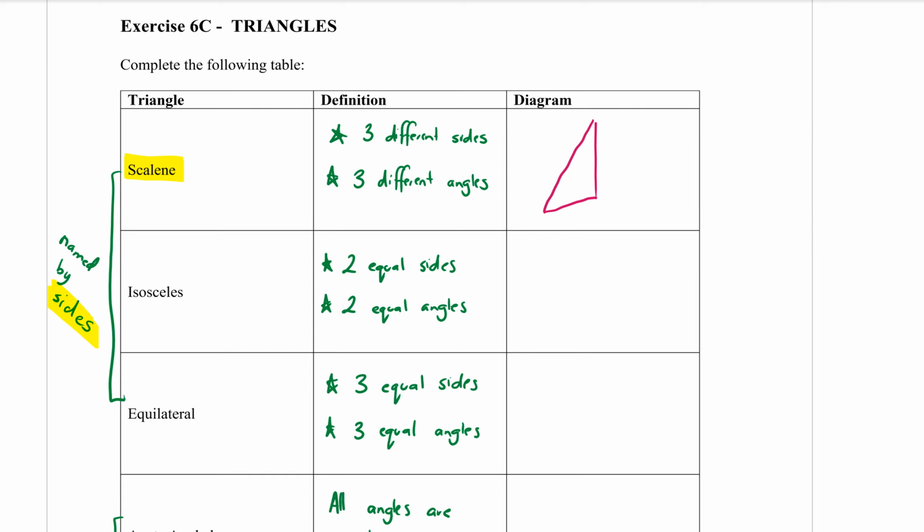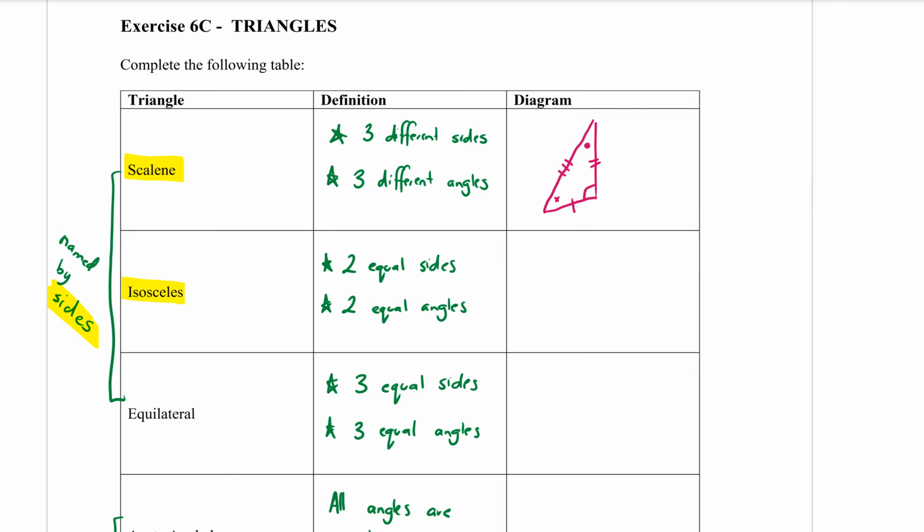So to show that the sides are different lengths, we like to put different symbols on them. So I might put one line on that one, two on that one, and three on that one for three different side lengths. And to show that the angles are different, I could put a different symbol in each corner of that triangle. So I could put a dot here, a cross here, and maybe a little arc in that one. So three different sides and three different angles.